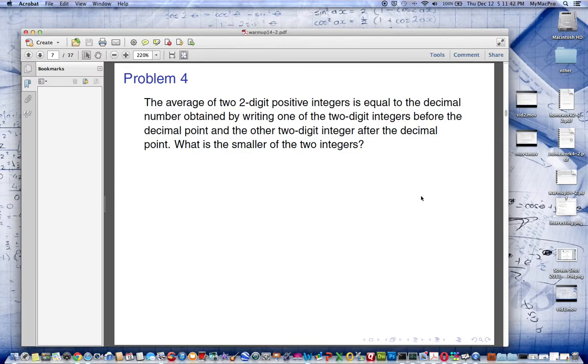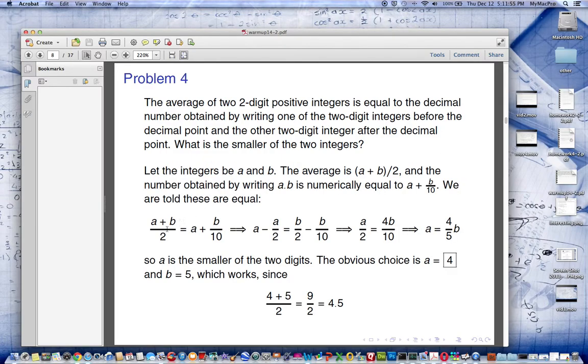The average of 2 2-digit positive integers is equal to the decimal number obtained by writing one of the 2-digit integers before the decimal and the other after the decimal. So that means a plus b over 2 is going to be a, and then the decimal part is going to be b over 10. So that's what the question is. What is the smaller of the two integers?